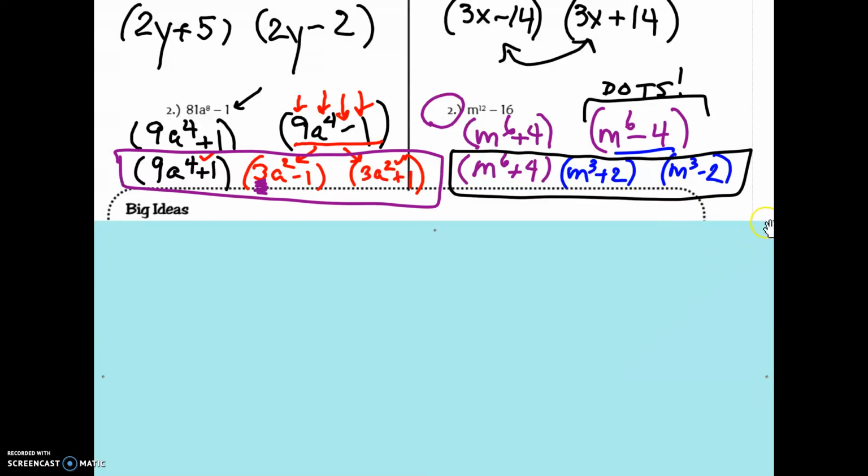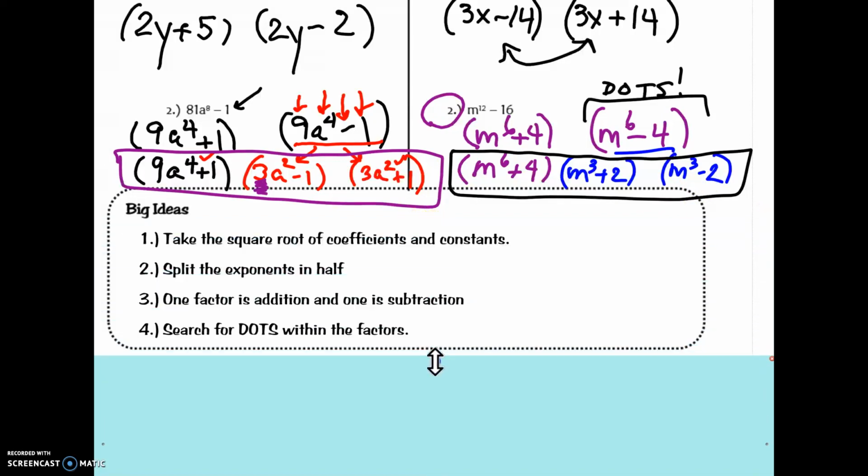So in order to factor difference of squares completely, you need to make sure that you do the following. Here are our big ideas. To factor, you need to take the square root of your coefficients and your constants. So all of those numbers that are perfect squares, you need to take that square root. And you're going to put one of each of those numbers in those factors. You're also then going to split the exponents in half, putting half in one of the factors and half in the other. One of your factors should have addition, and one of them should have subtraction. So that's why they have opposite signs here.